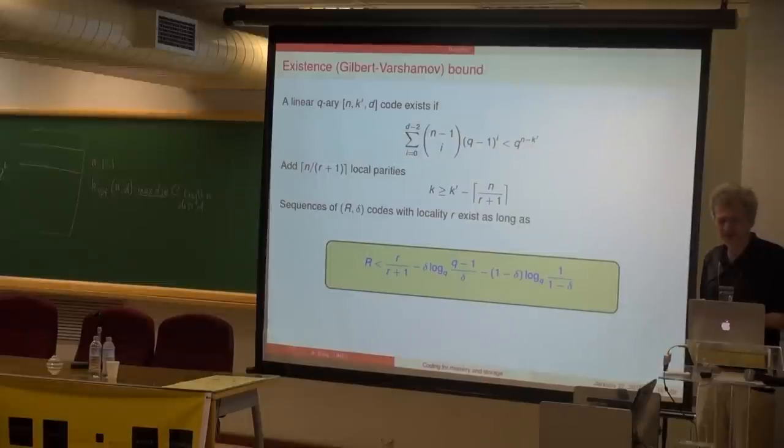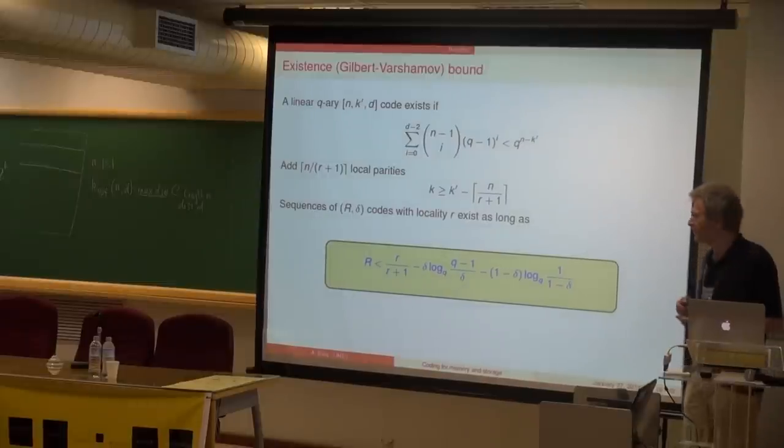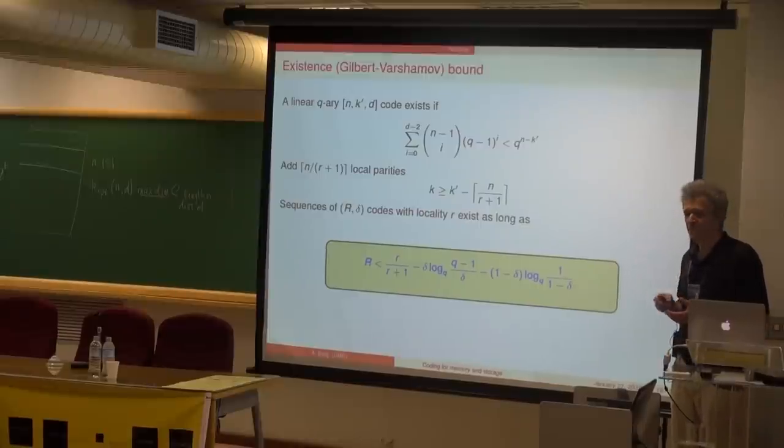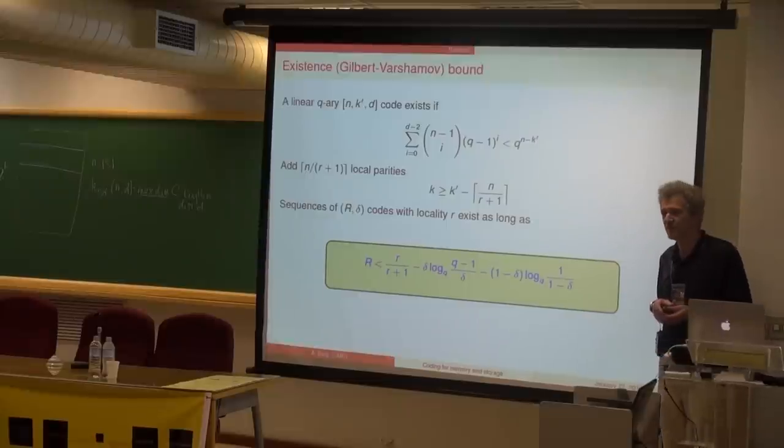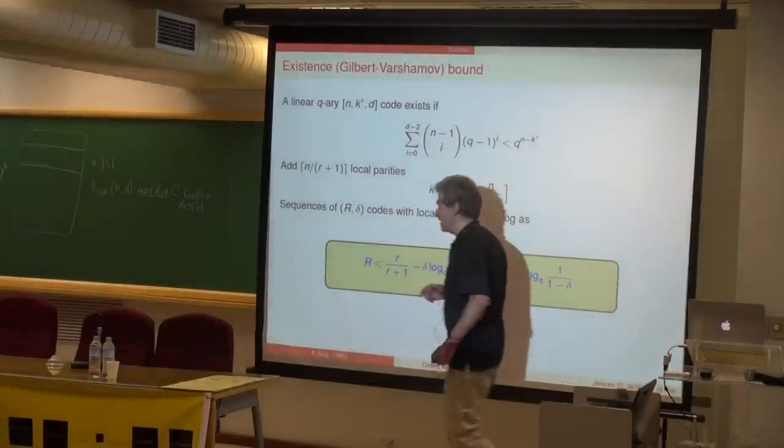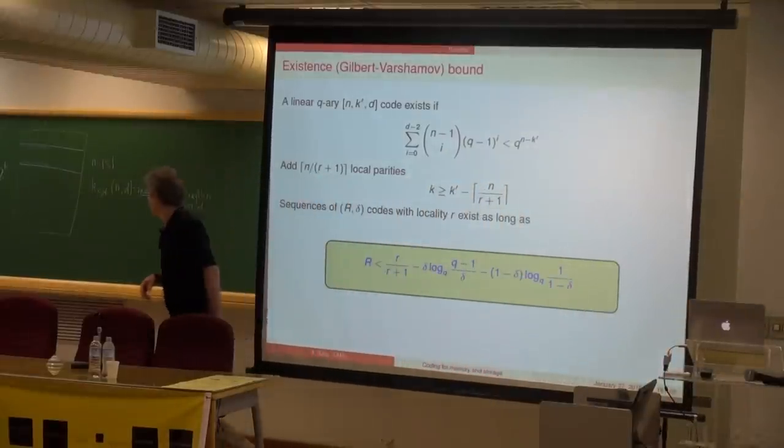And what about the existence? Can we construct those codes? Can we claim something about those codes? Well, the Gilbert-Varshamov bound is the first thing that we think of when we think existence. And what is the GV bound? It is as follows.